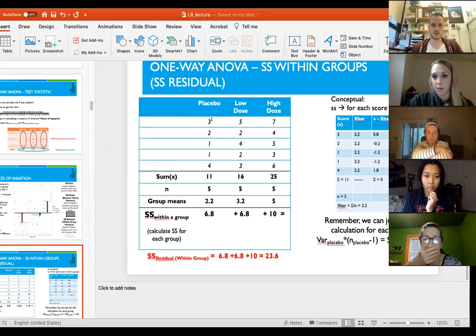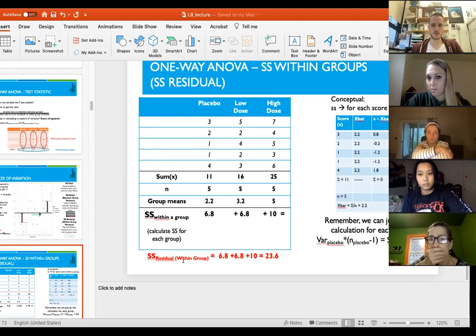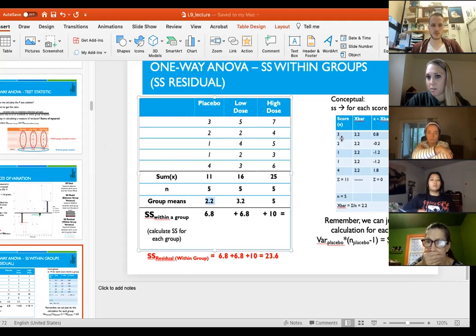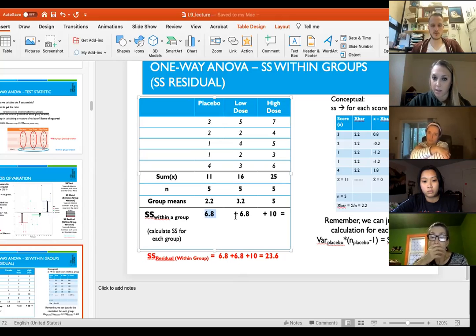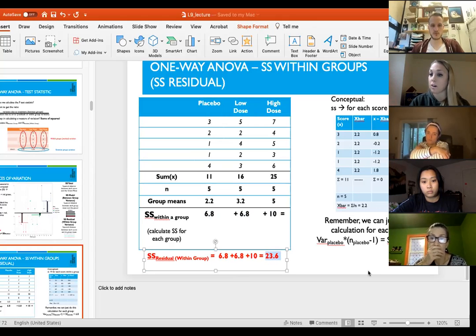So I would do this for the placebo group. Here I've got just a little excerpt of how you would do that. If the placebo group mean is 2.2, take 3 minus 2.2, square it, 2 minus 2.2, square it. So you do this for all of these values. Then you sum all the squares, you have 6.8. So 6.8 is the sum of squares for the placebo group within, right? And then if you want the sums of squares within a group for your ANOVA, you have to add up each of these sums of squares. So this gives you a total of 23.6, which is your sums of squares error, sums of squares residual, sums of squares within. These all mean the same thing.